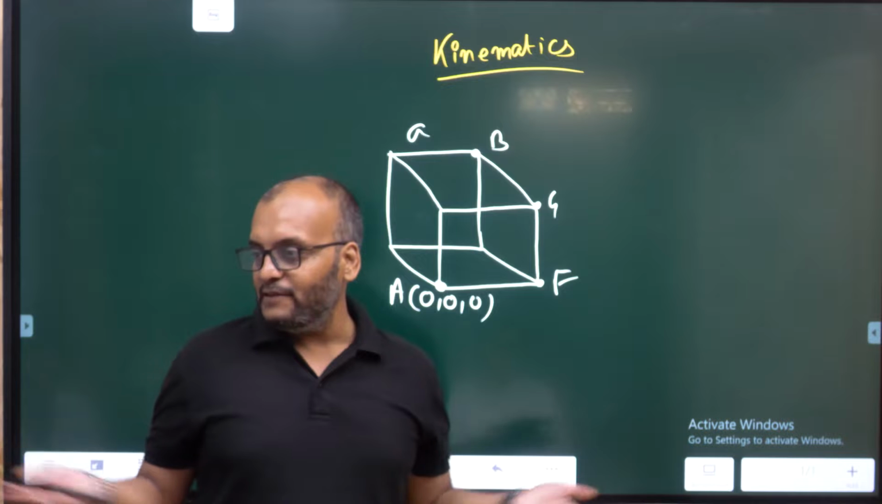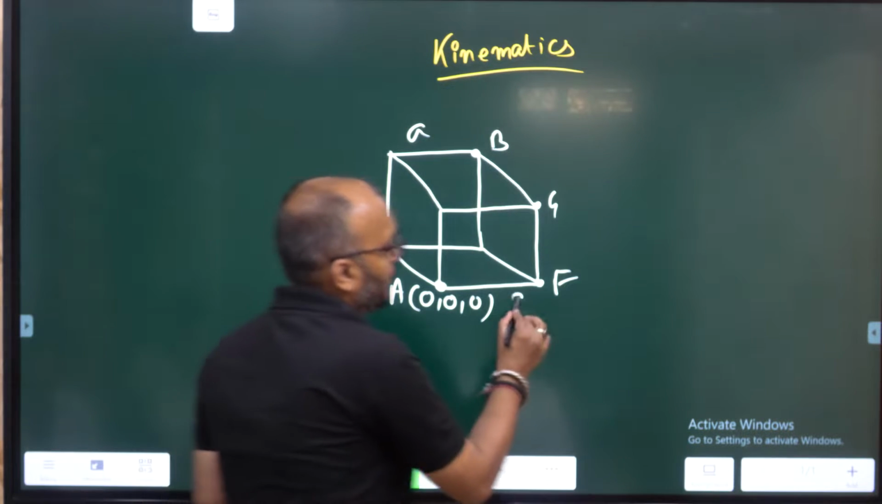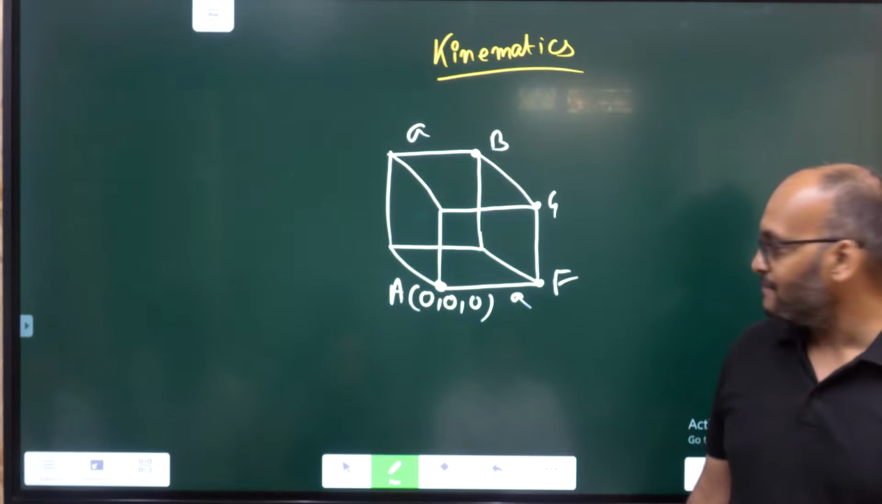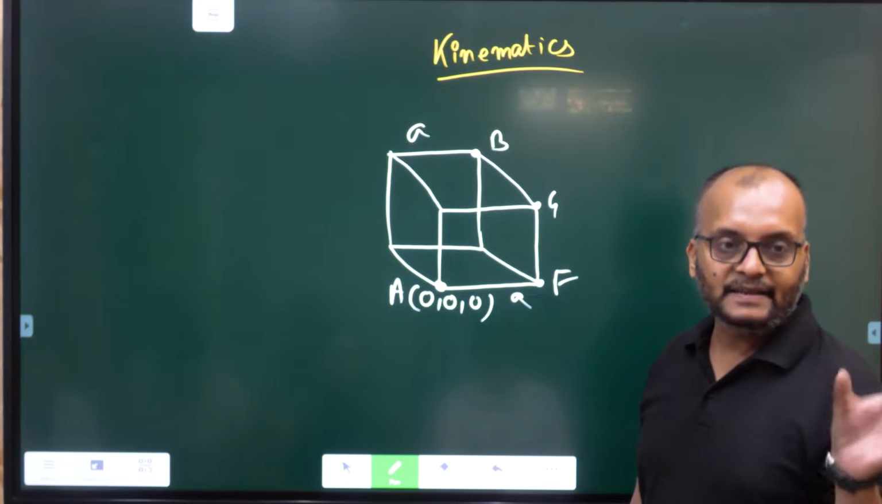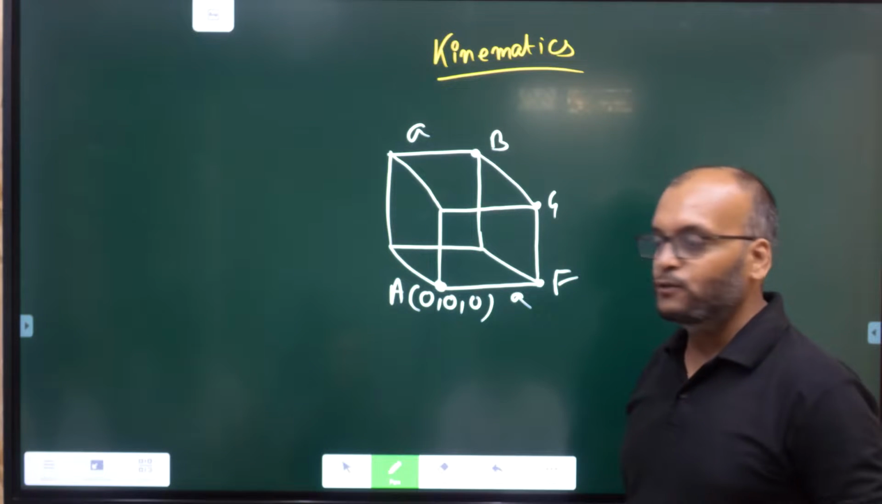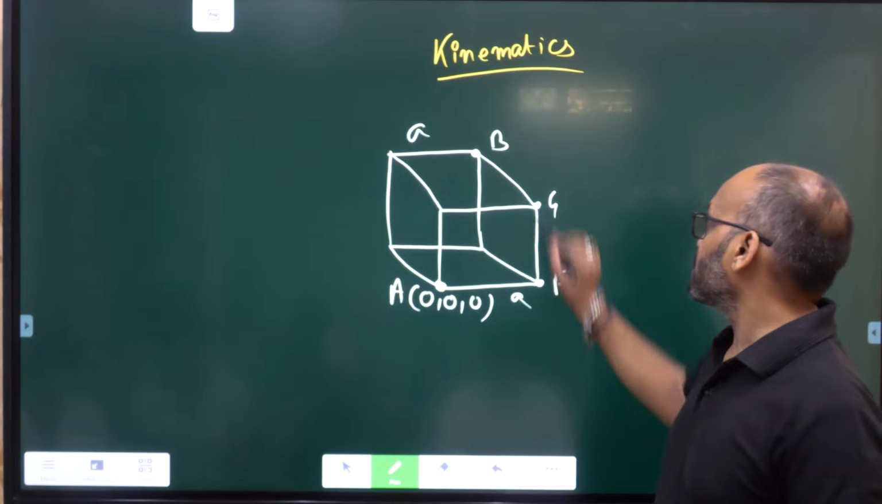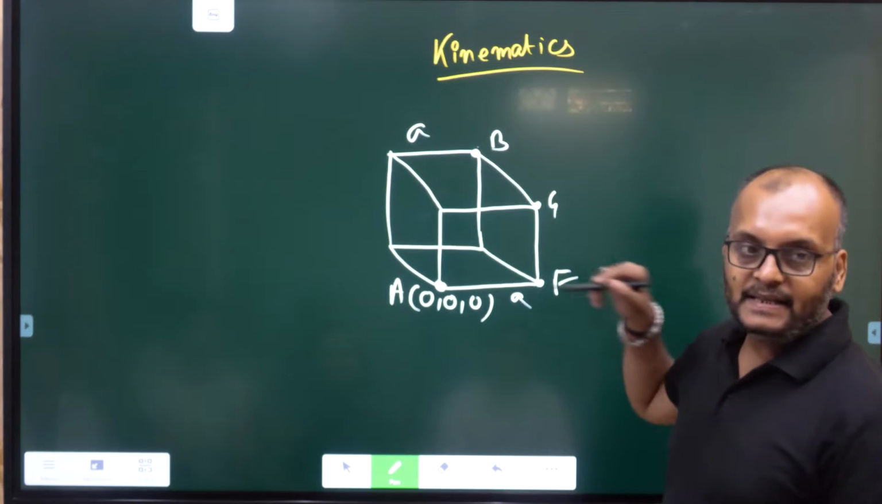So length of each and every side will be equal. So this will also be A. Okay. Cube में सारी sides की length equal होती है. Length of all the sides in a cube are equal. Now A to B, I need to find distance and displacement.